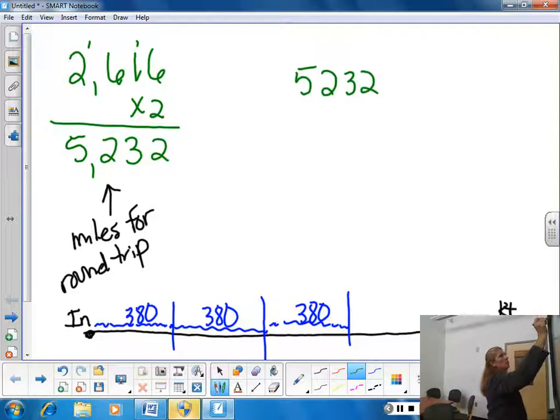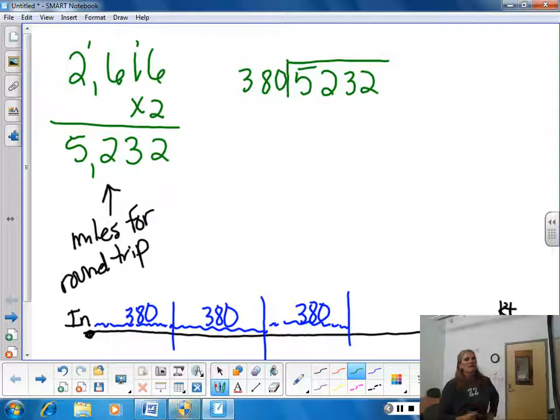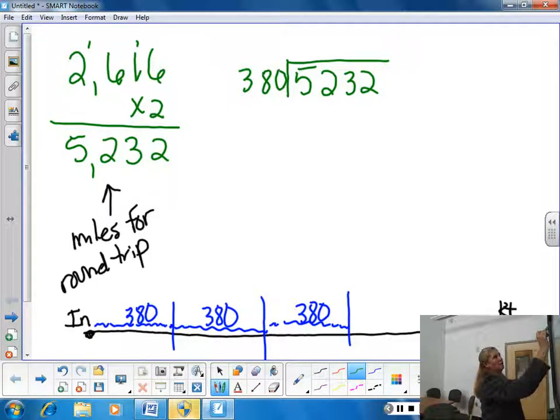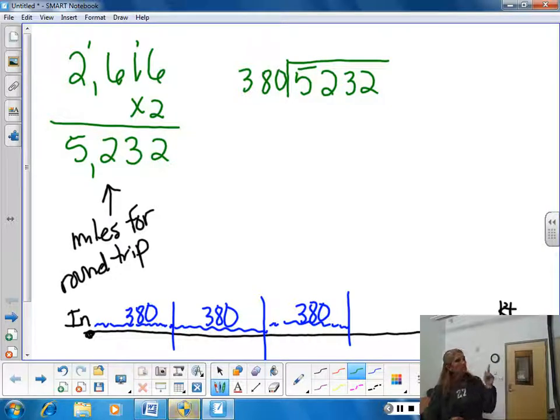All right, so we're going to take 5,232 and divide by 380. You can use the thing that I do where you write the numbers off to the side, or you can guess and check as you go. Let's start by guessing and checking and seeing if we get into trouble. 380 does not go into 5, it does not go into 2, but it goes into 532. It doesn't go into 52, I should say, but it does go into 532. So how many times? Well, 380 just goes one time in there.